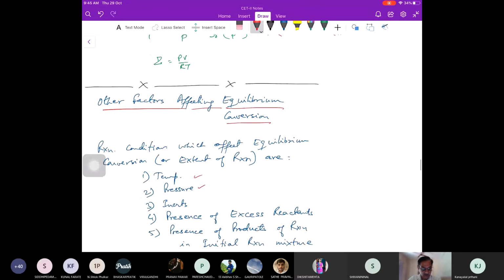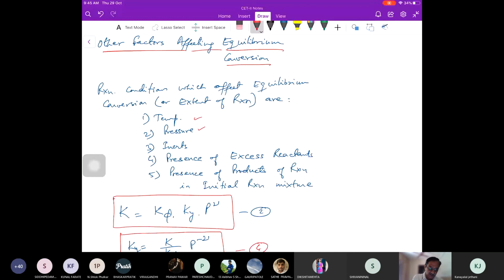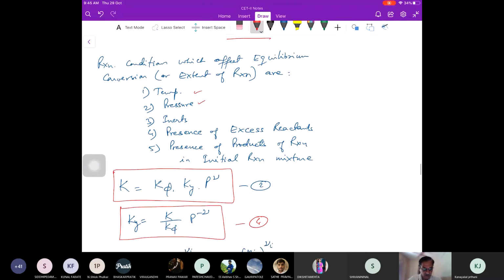Okay. So there are other factors which affect equilibrium conversion. Reaction conditions which affect equilibrium conversion or extent of reaction are temperature, which we already saw, and we did calculations for the effect of temperature on K. We have just now seen the effect of pressure on K or equilibrium conversion, Ky. Now we'll see the effect of inerts and the effect of the presence of excess reactants, because we saw last year in PC.